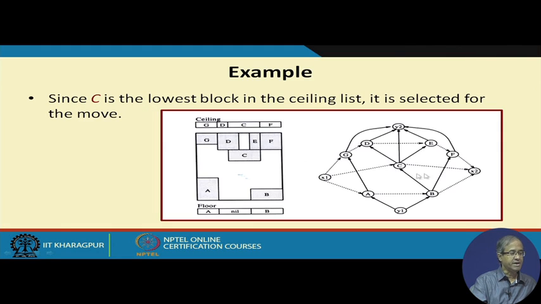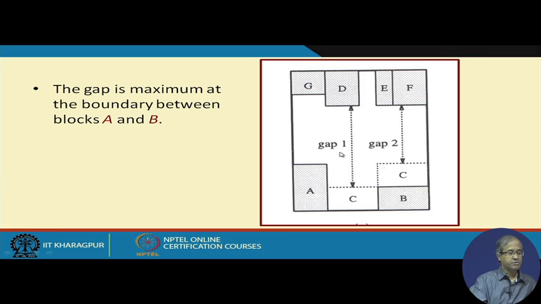Right. Now, here C is the block on the ceiling which is lowest. So, you select C to move. When you move it down, there are so many places you can put it. You can put it on top of A, you can put it on top of B, you can put it in the middle. If you put it on top of B, for example, the gap between the floor and ceiling will be this gap 2. But if you put it in the middle, the gap here is increasing. So, you put it in a location which will have the maximum gap.